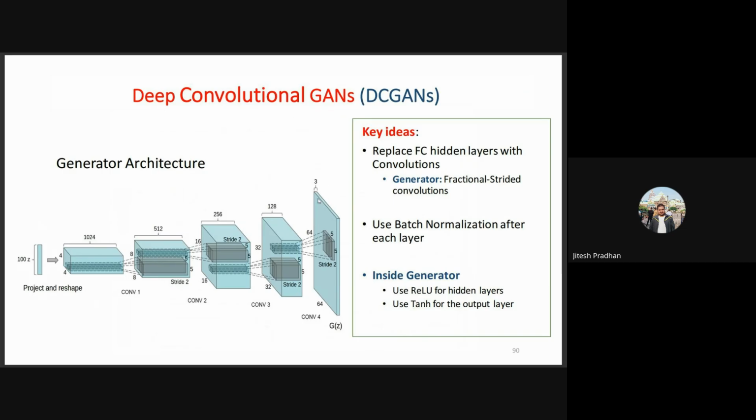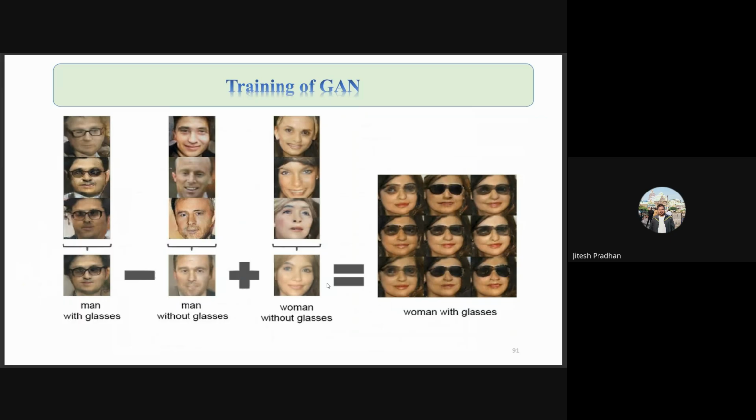So it will be kind of an RGB image of size 64x64. This is how this progression goes. We have started with one vector and we have ended up with a matrix. This is the generator architecture. This is how generator training works.